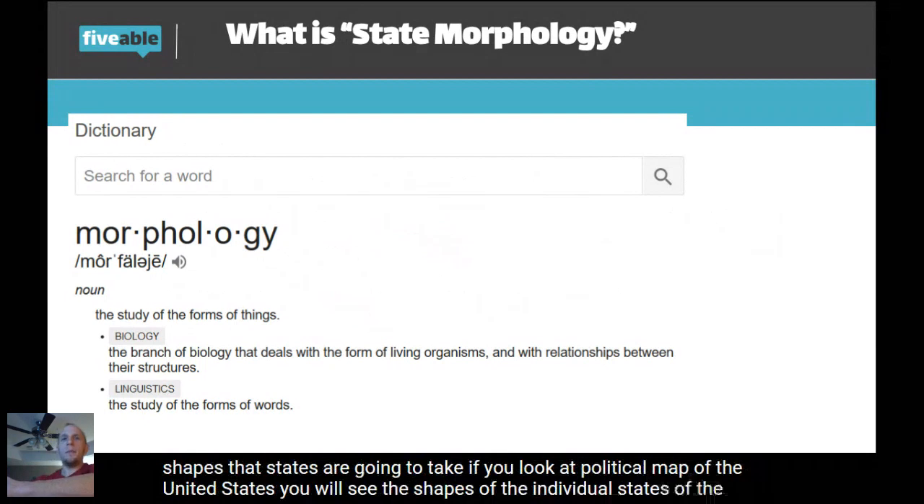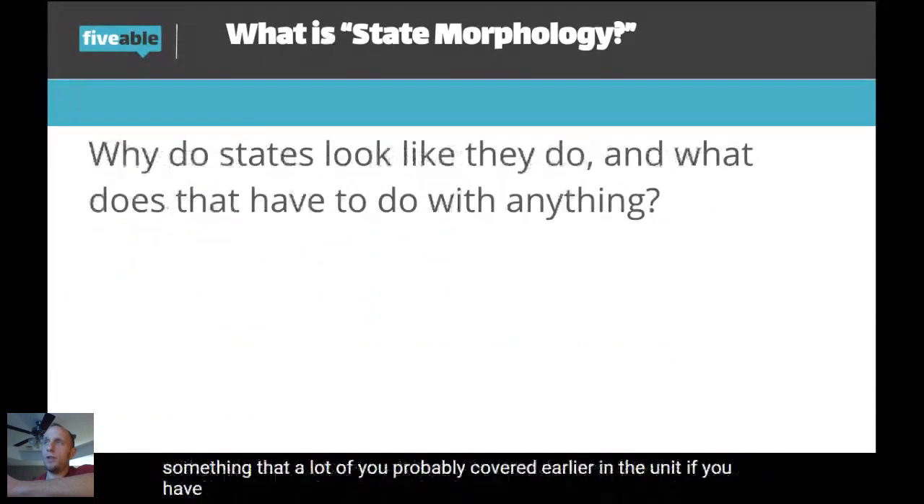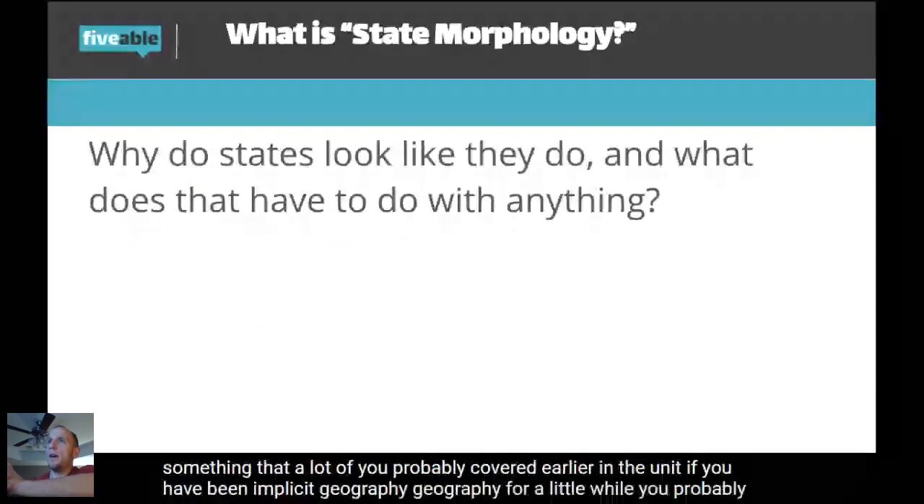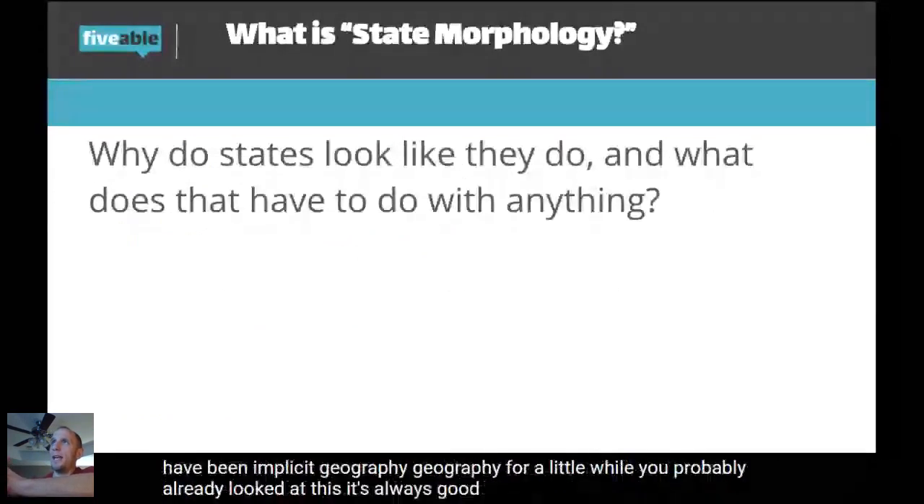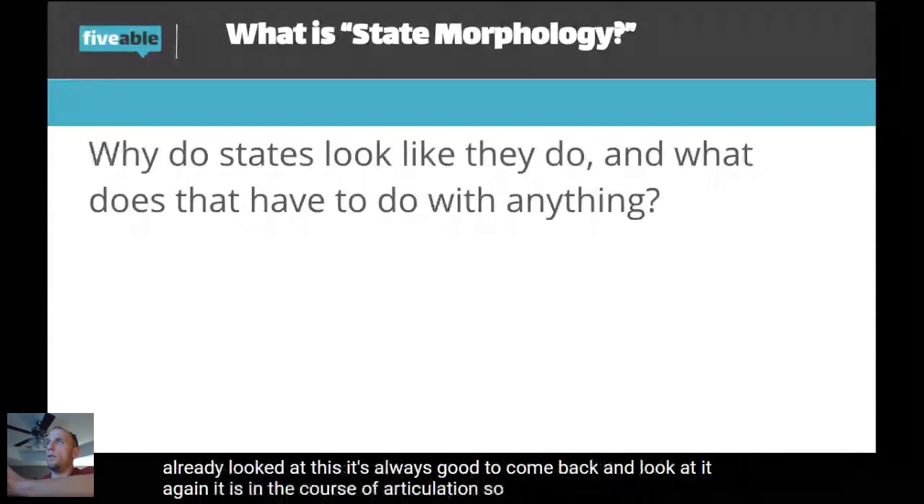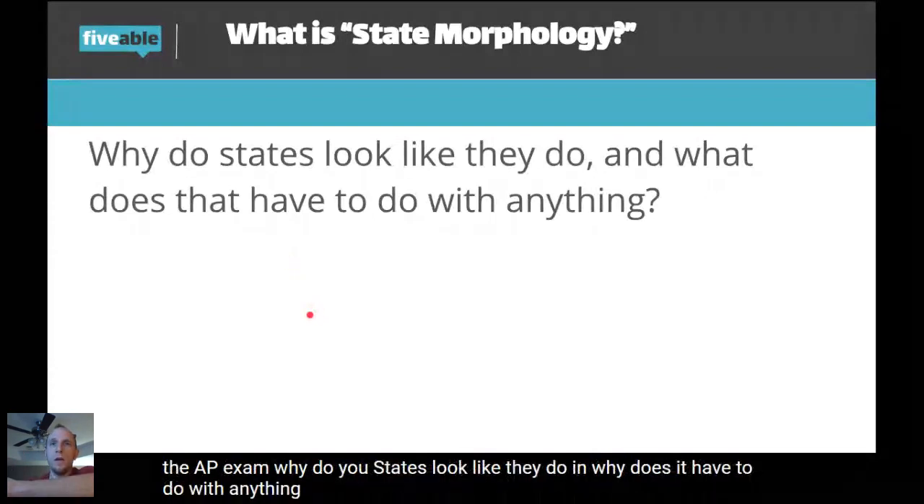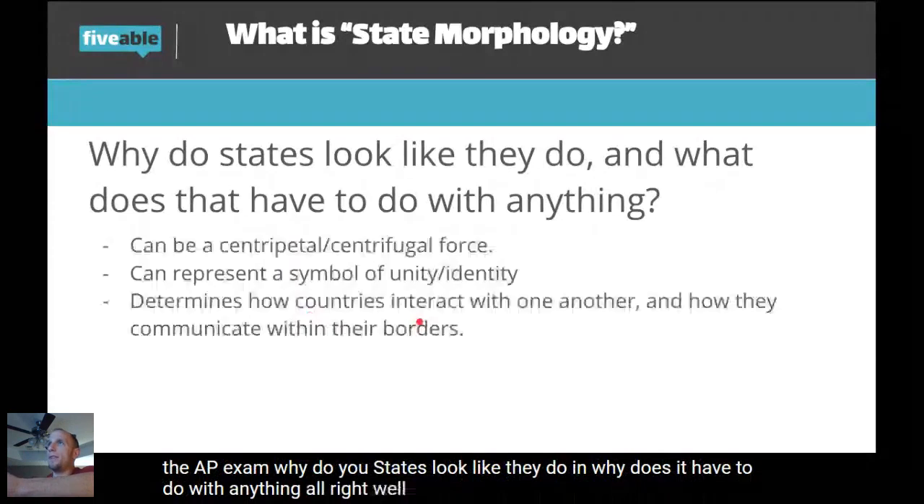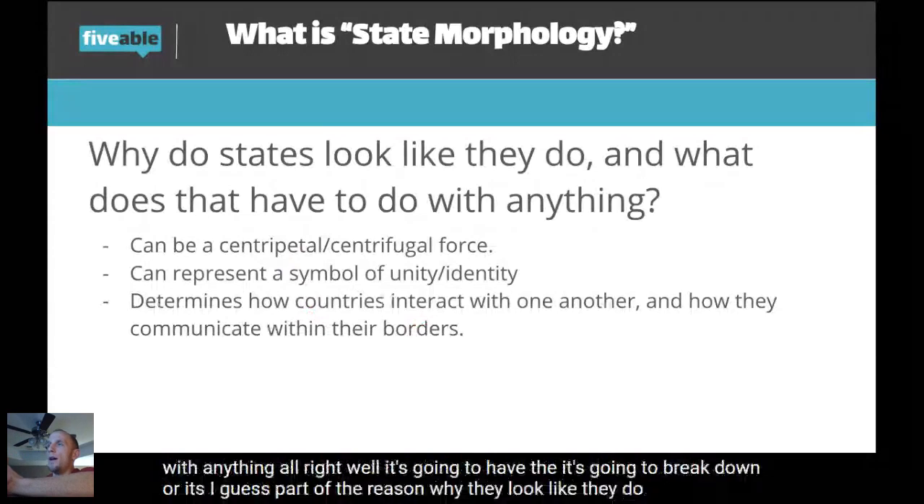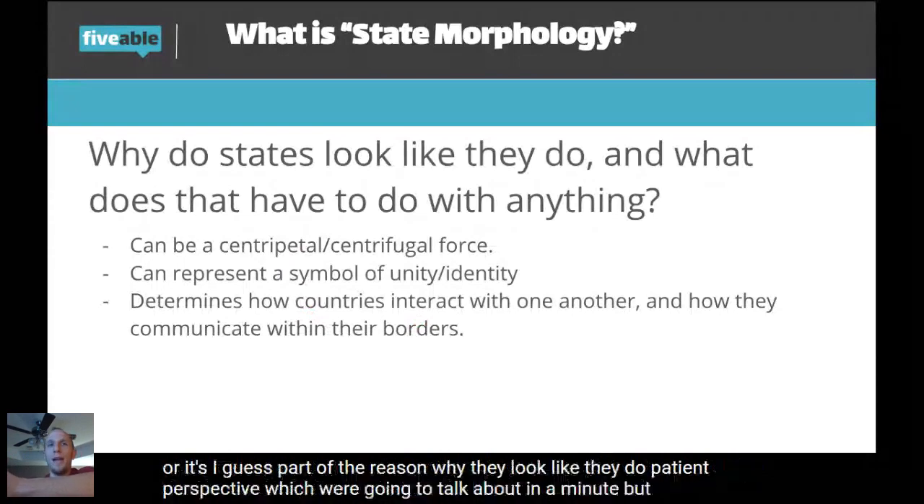And honestly, this is something that a lot of you probably covered earlier in the unit. If you have been in political geography for a little while, you've probably already looked at this. It's always good to come back and look at it again. It is in the course articulation, so you are going to see this on the AP exam. Why do states look like they do, and what does that have to do with anything? All right. Well, part of the reason why they look like they do has to do with the spatial perspective, which we're going to talk about in a minute. But here are some of the factors that play into that.